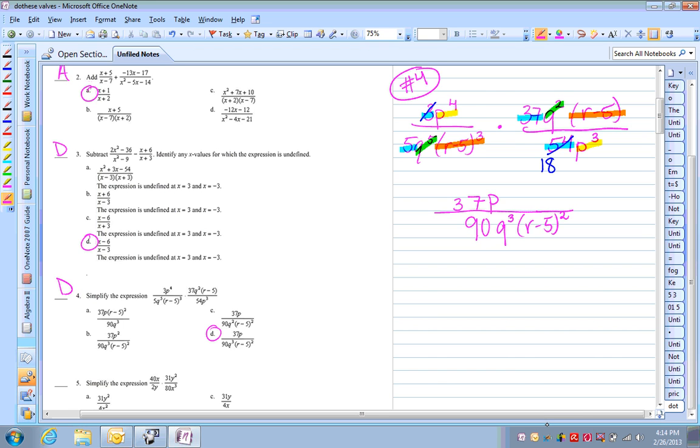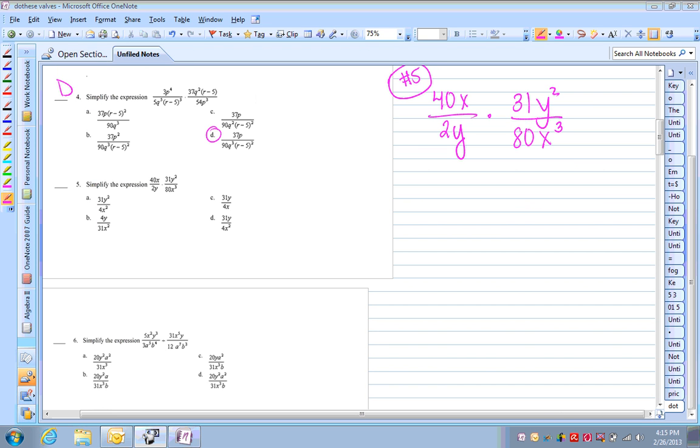Okay, moving on to number 5. Number 5 is asking us to simplify the following expression that we're multiplying, and the way I do it, like I said, I look at my numbers first. So I look at 40, 80, 31, and 2, and I realize that I can reduce the 40 and the 80. So I'm going to scratch out 40, and I'm going to scratch out 80, and that reduces down to 1, and 80 becomes 2. Okay, so I multiply my top. I have 31 number-wise left on the top. And on the bottom, I have 2 times 2, which is 4.